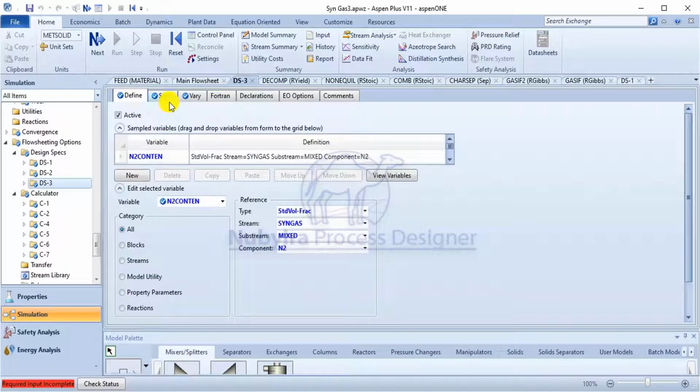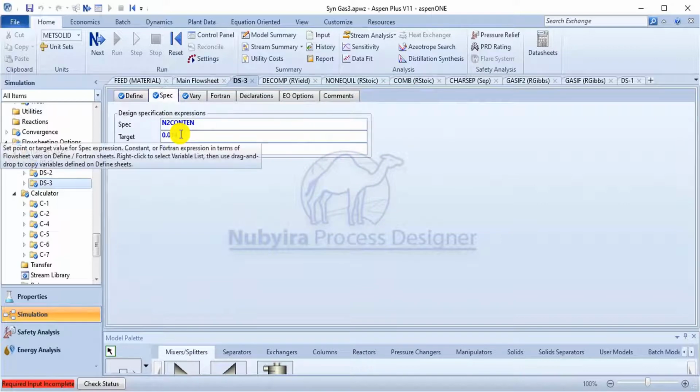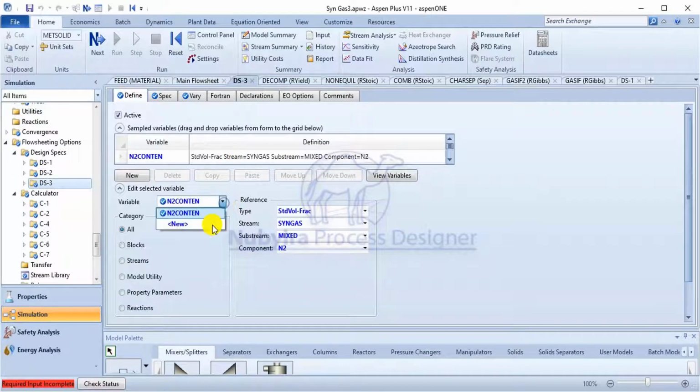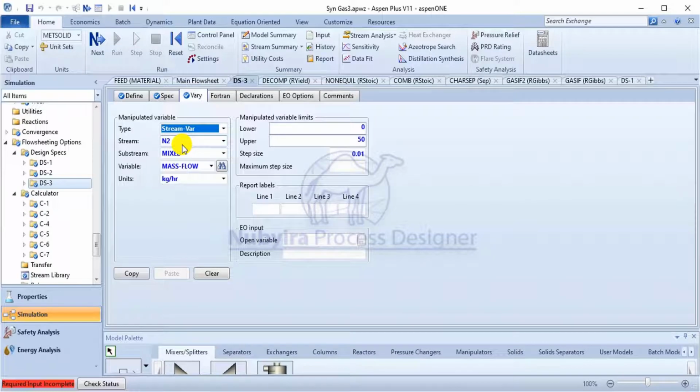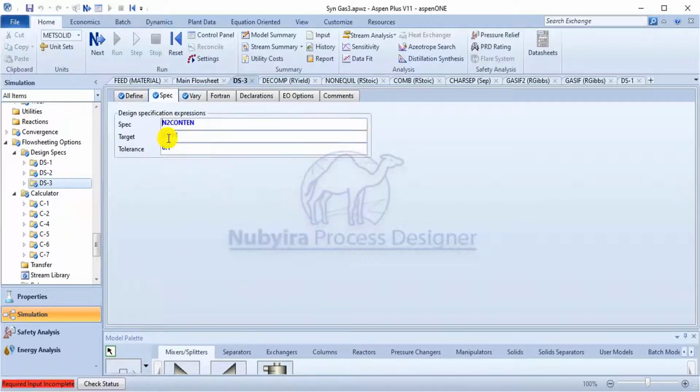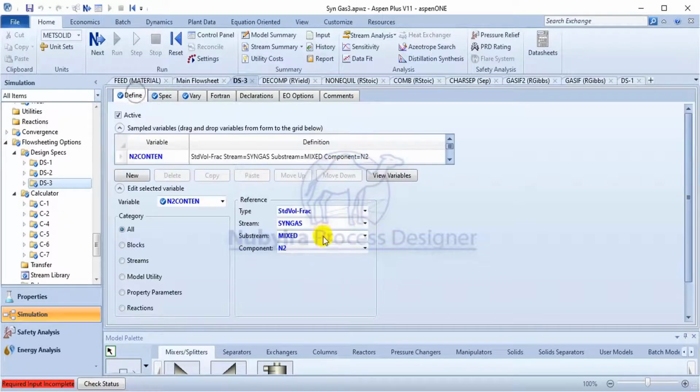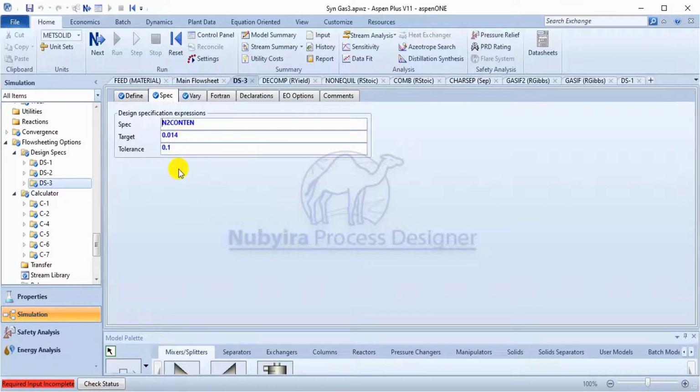And we have the nitrogen, which is used to add some nitrogen to the process so that at the outlet you can adjust the nitrogen content in the syngas. Then it varies the nitrogen gas mass flow to the process, so that the standard volumetric fraction is 0.014. That's what we want as the amount of nitrogen in the product, which is synthetic gas.